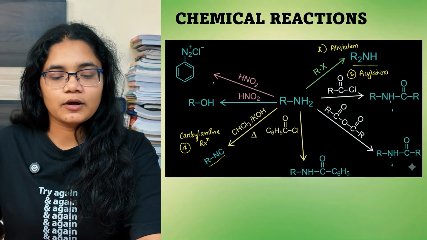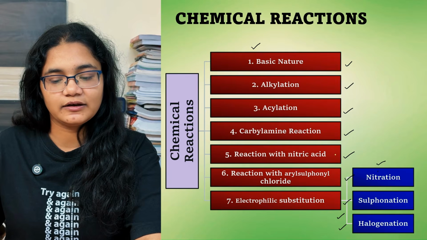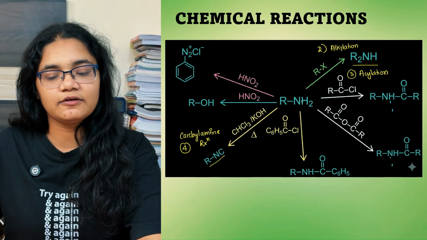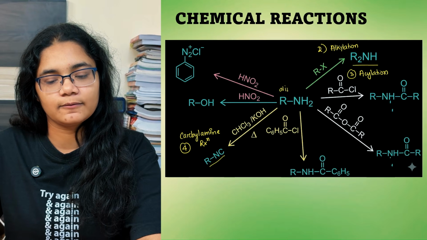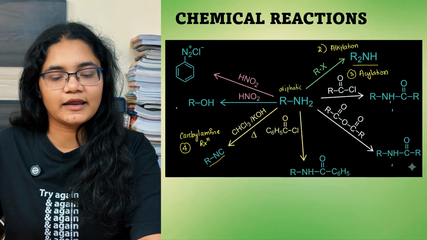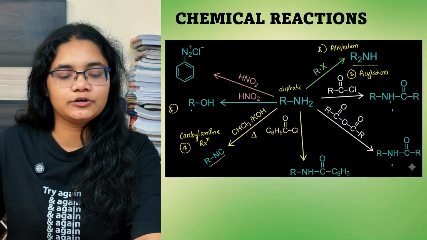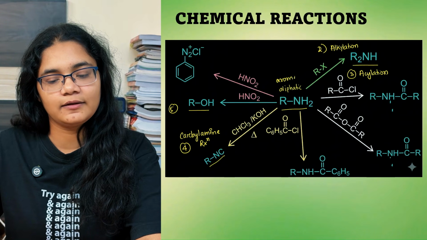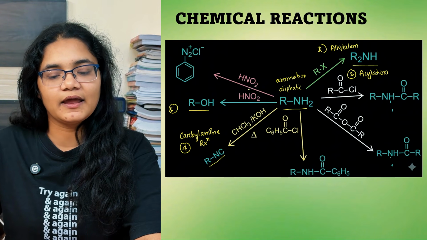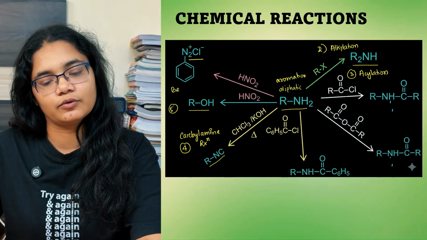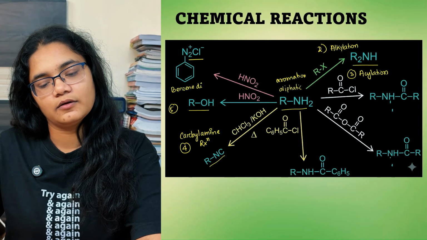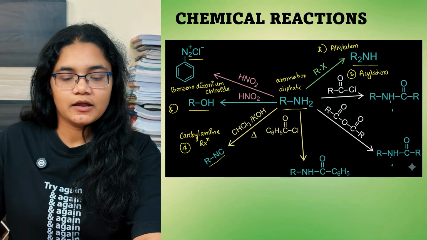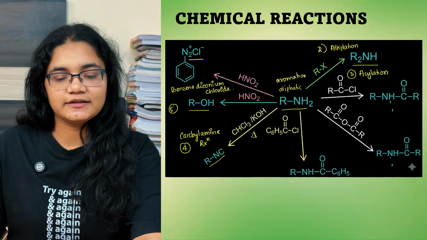Okay, now we will talk about the fifth reaction. You can see reaction with nitric acid. So if this RNH2 is an aliphatic one, then with nitrous acid you get alcohol. But if this RNH2 is aromatic, meaning aniline, then with nitrous acid you get benzene diazonium chloride. Okay, benzene diazonium chloride.